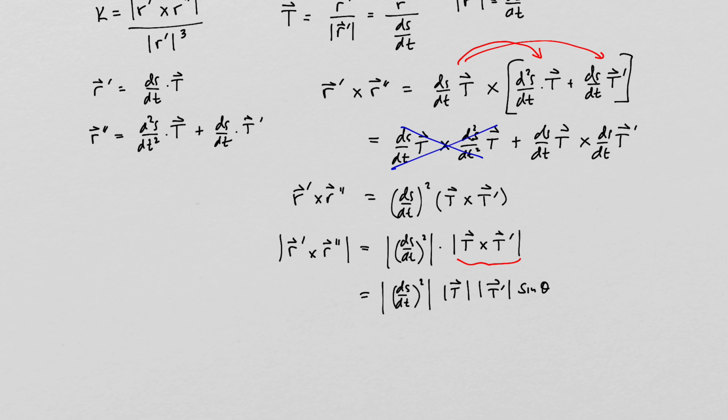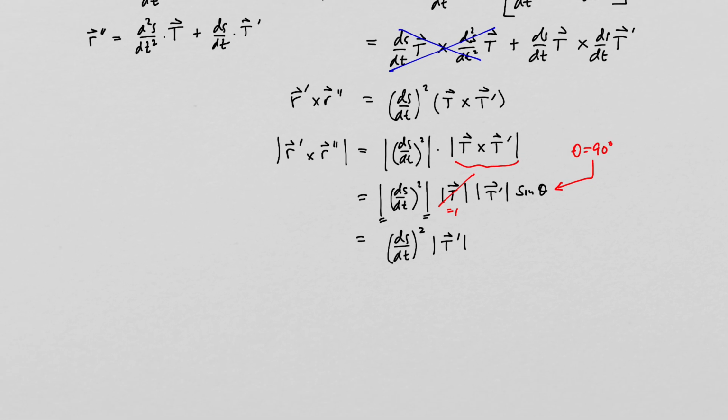But we know that T is a unit vector, so the magnitude of T here is equal to 1. And we also know that T and T prime are perpendicular to each other. So we know that theta is equal to 90 degrees, therefore the sine of theta is going to equal 1. And so this simplifies to ds dt squared, we can drop these absolute values here, multiplied by the magnitude of T prime.